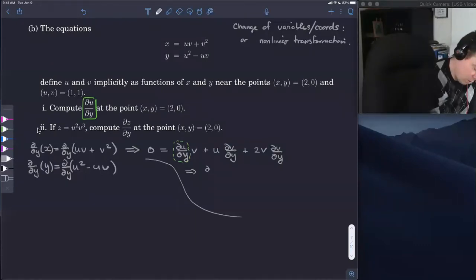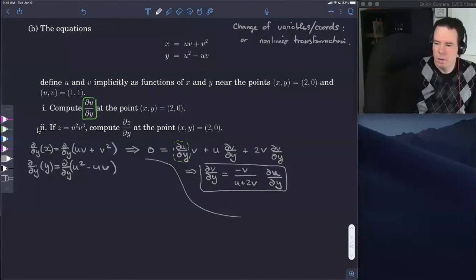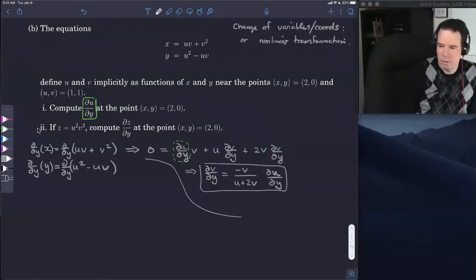But what I'm going to do is solve for dv dy. How do I get that? Well, I move the other expression to the other side. That gives me a negative v. Then I divide by the coefficient of the dv dy. And I get this expression here. So all I'm doing is taking that previous equation and isolating one of the derivatives in terms of the other one. And I chose to isolate dv dy in terms of the other one.